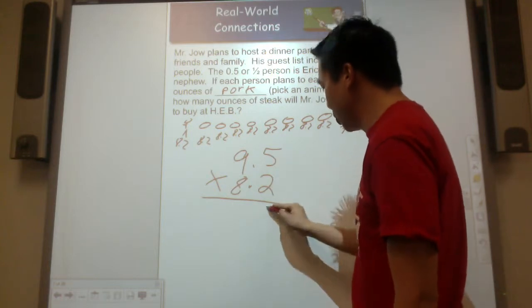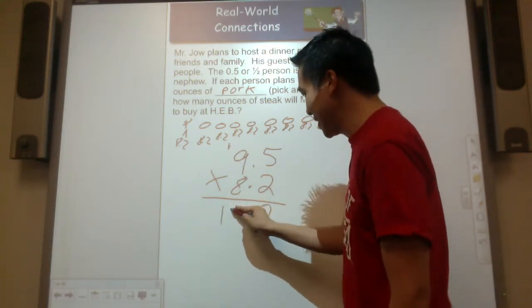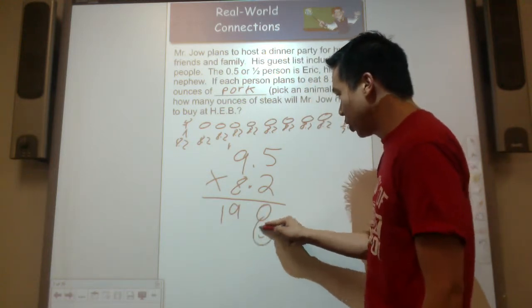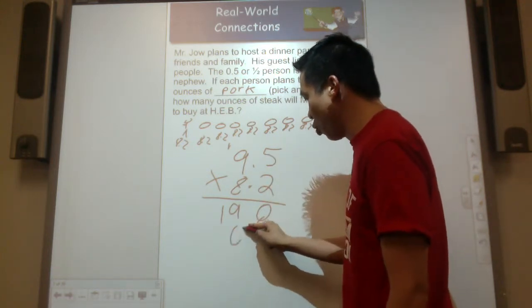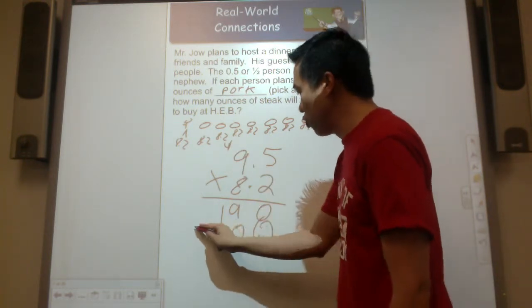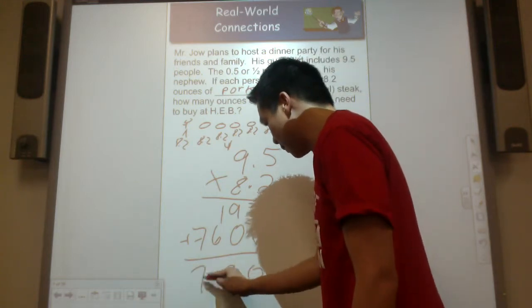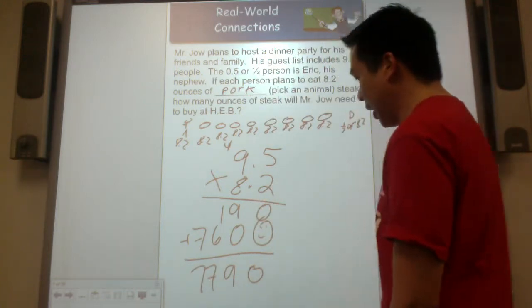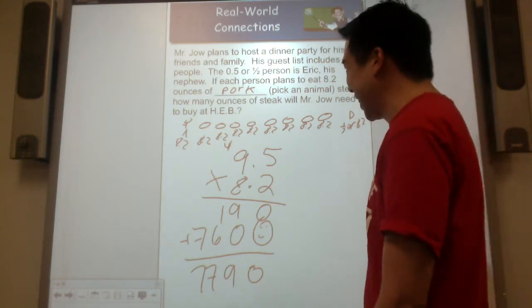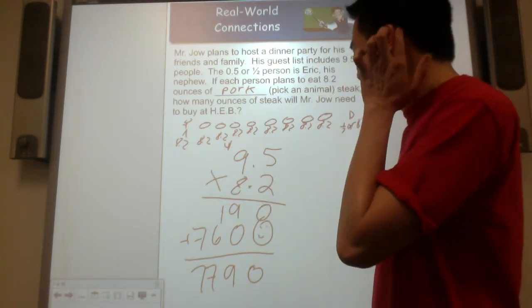So 5 times 2 is 10, carry the 1. 2 times 9 is 18, plus 1 is 19. Don't forget your placeholder. 8 times 5 is 40, carry the 4. 8 times 9 is 72, plus 4 is 76. So I bought 7,790 ounces of steak. No. I forgot the decimal point. I do need a decimal point.